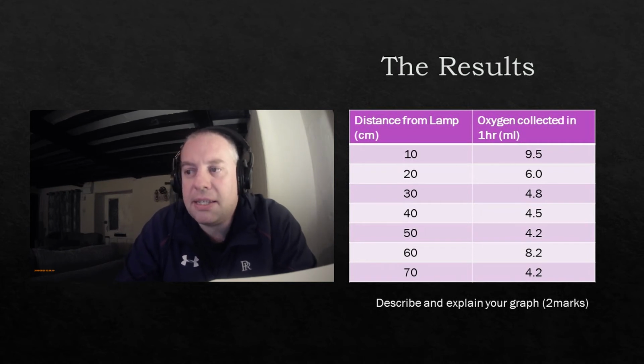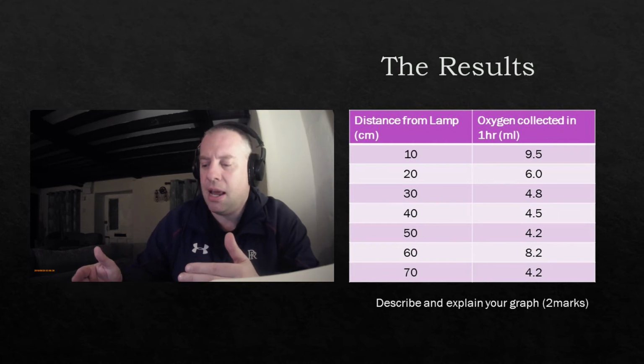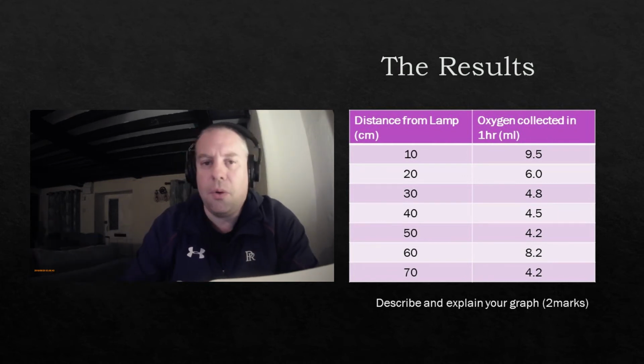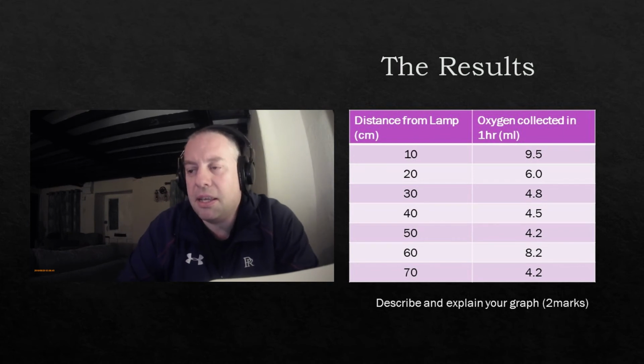Now, you'll notice that the graph itself gets to a point, and I think it's 50 centimetres and beyond, where there isn't any change, and it stays the same. I want you to think for a second, why do you think that is? Why do you think that if I move it beyond 50 centimetres, the rate of photosynthesis stays the same? I'm going to give you just a couple of seconds to think about it, and then we'll go through the answer.